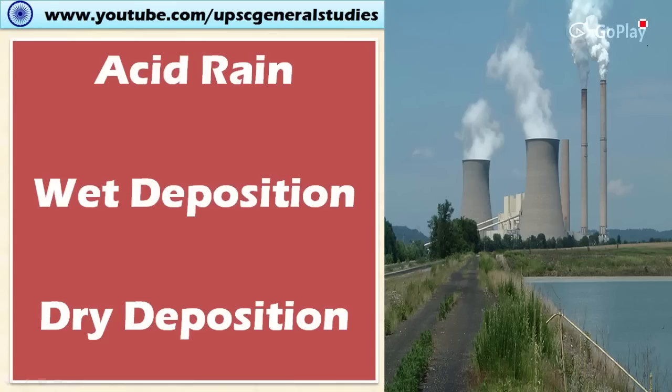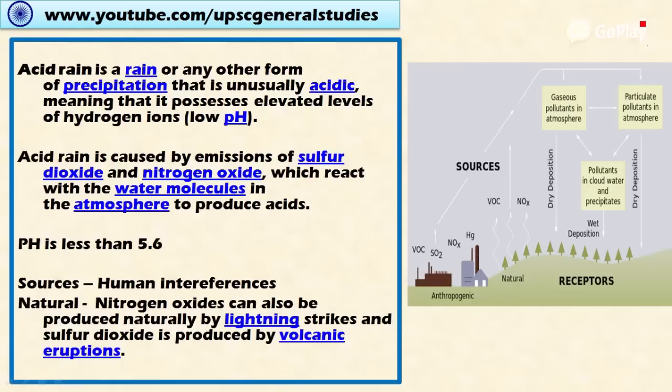In this video, let's learn about acid rain. Whenever the pH of rainwater is less than 5.6, then that rain is considered as acid rain. So acid rain is a rain or any other form of precipitation like snowfall, sleet or hailstorm that is usually acidic. That means it possesses an elevated level of hydrogen ions. Then that rain is considered as acid rain.